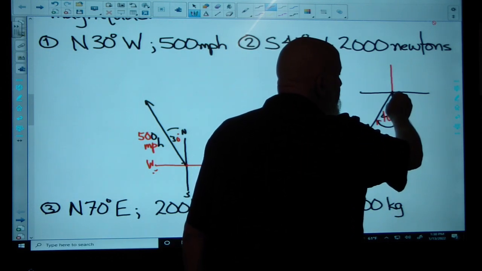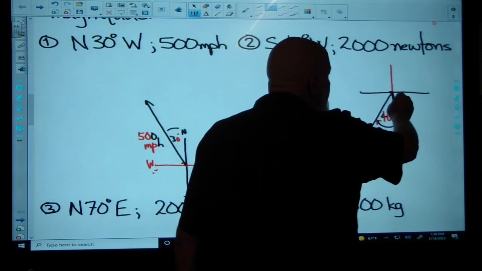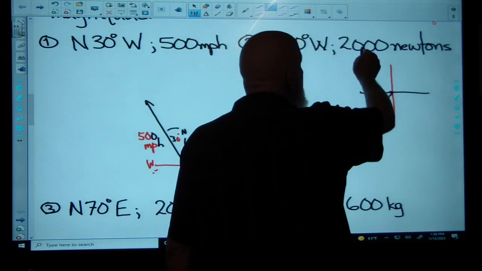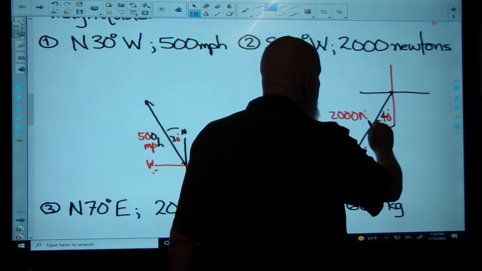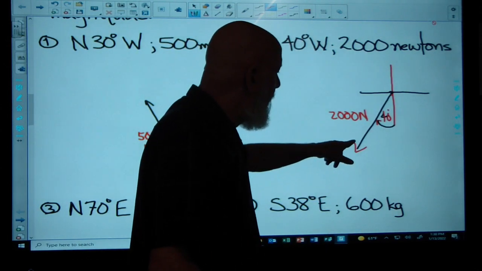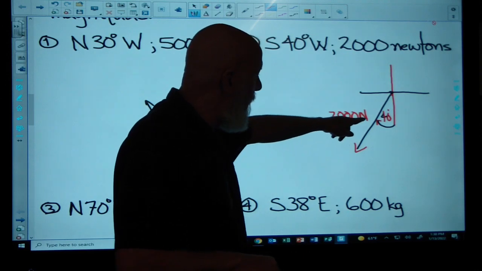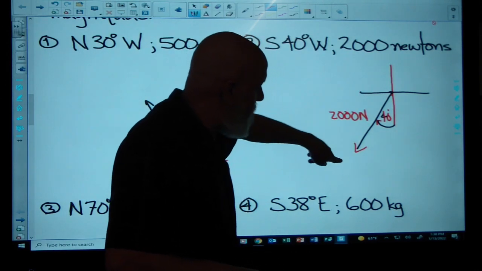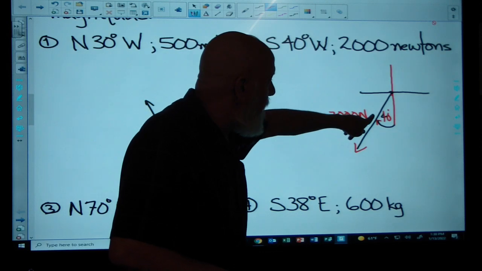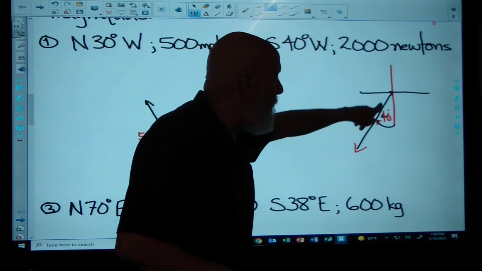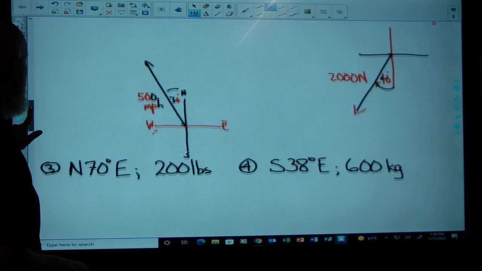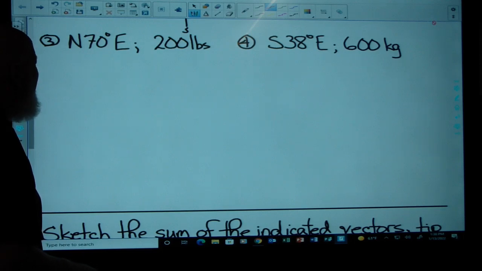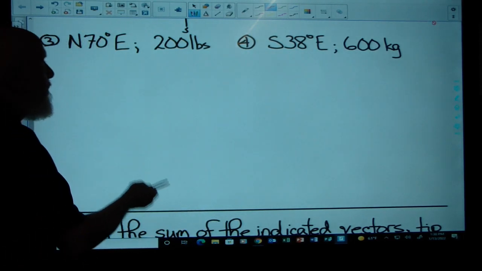I rotated, there's the tail of my vector. Here's the tip of it. I rotated 40 degrees and I'm going to label it 2,000 newtons. That's the magnitude of the vector. Newtons is a unit of, it's a force, I'm sorry. So if that's 2,000, then half of that would be 1,000, so forth and so on. So we're just graphing vectors, giving us an idea of how to do direction and magnitude.